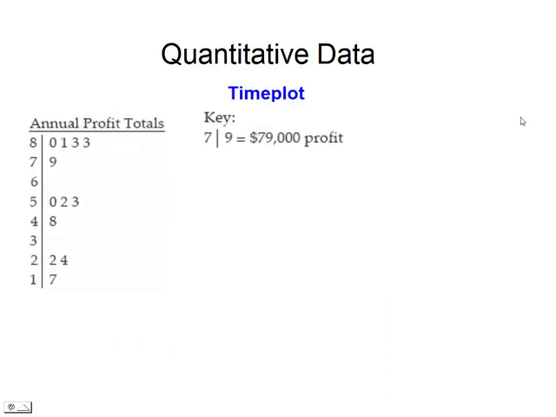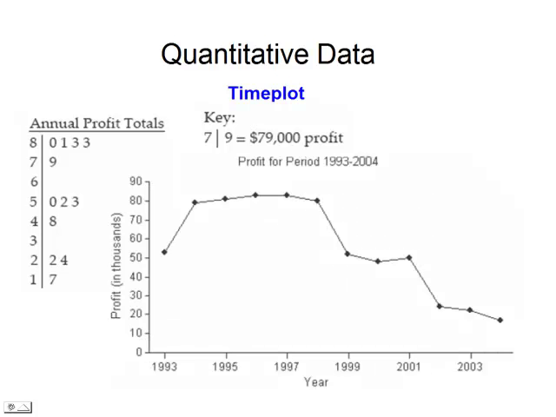Another way to look at quantitative data is using a time plot, and this typically is used when you're dealing with time. So look on the x-axis, we have year, and then the y-axis we have our actual data. At 1993, it looks like we had about $52,000 profit. 1995 looks like we were at $81,000 profit, and so on. Now what's important about this is that we can see a trend as time goes on.